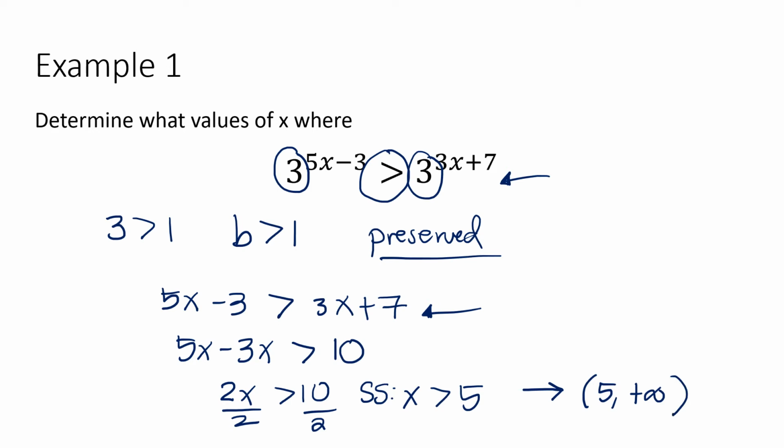But keep in mind the idea was to check the base. If the bases are the same, then to solve the inequality with a base greater than 1, you have to preserve the same inequality. Okay? Let's go to the next example.